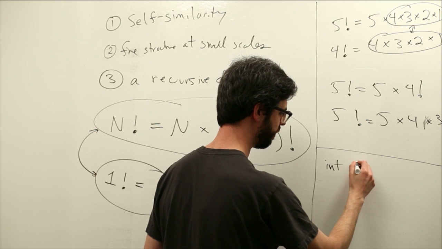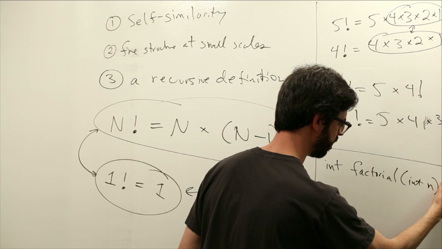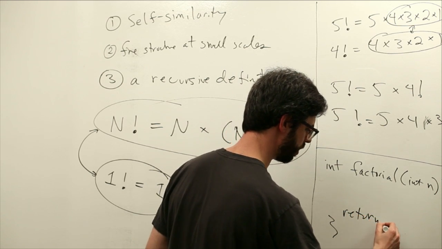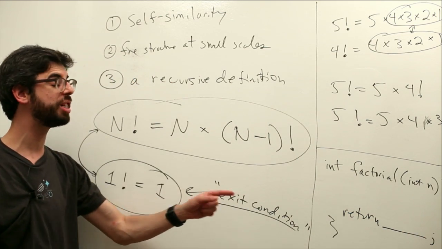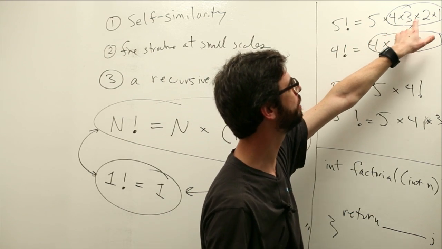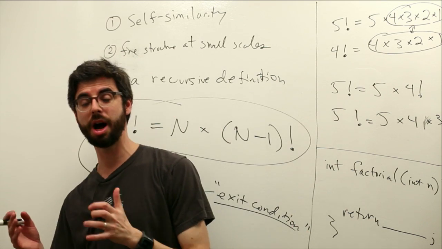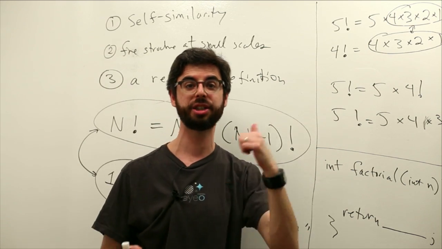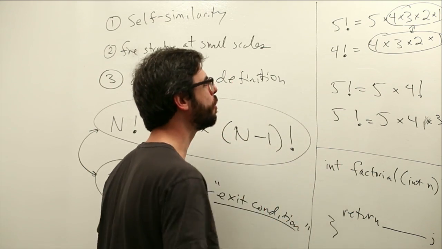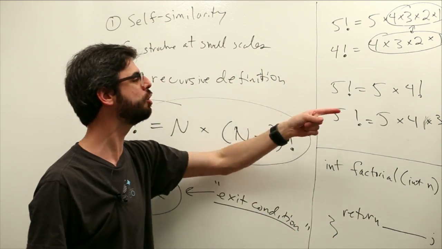Int factorial, int n. Oh, I kind of ran out of space there. You need to return the answer. Well, you could probably do this fairly easily with a for loop, right? 5 times 4 times 3 times 2 times 1: i equals 5, i is greater than 0, i minus minus, the result equals the result times i. You could imagine some loop where you say 5 times 5 minus 1 times 5 minus 2 times 5 minus 3. You have this loop that's doing that.